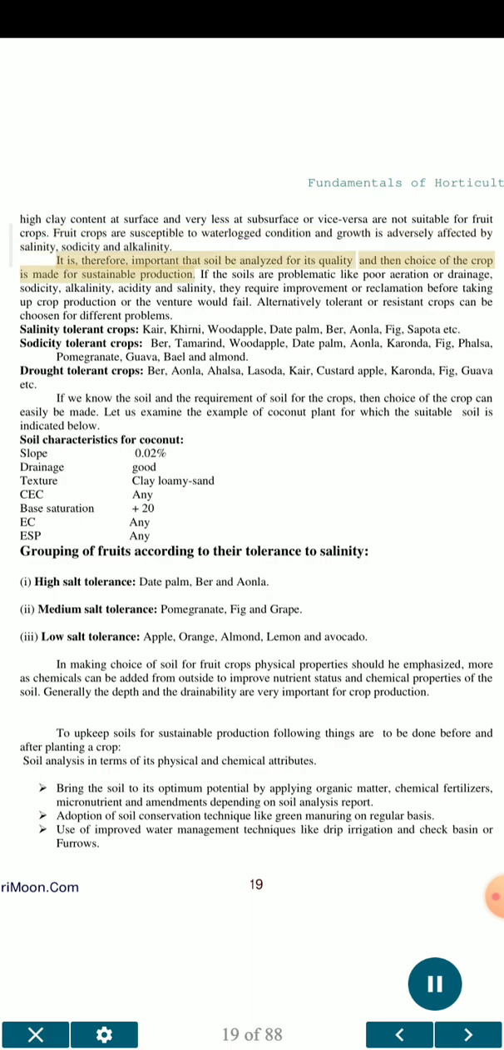It is, therefore, important that soil be analyzed for its quality and then the choice of the crop is made for sustainable production. If the soils are problematic, like poor aeration or drainage, sodicity, alkalinity, acidity and salinity, they require improvement or reclamation before taking up crop production or the venture would fail. Alternatively, tolerant or resistant crops can be chosen for different problems.